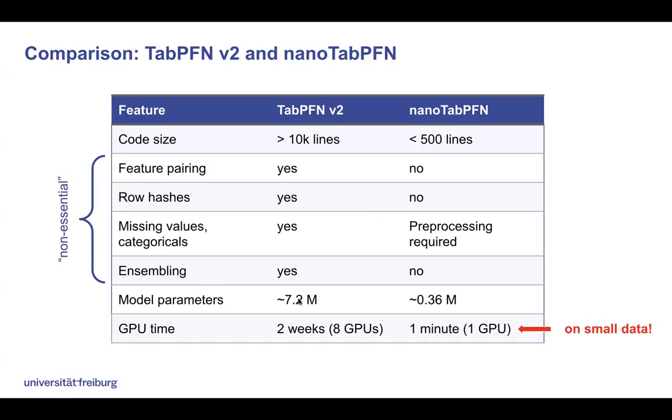And lastly, when it comes to TabPFN v2, if you call .fit and .predict, you don't just do a single forward pass through your PyTorch model, but instead you actually do 4 separate forward passes and then average the predictions of these. Whereas in nanoTabPFN, one .fit .predict call is just a single forward pass, and that's it.